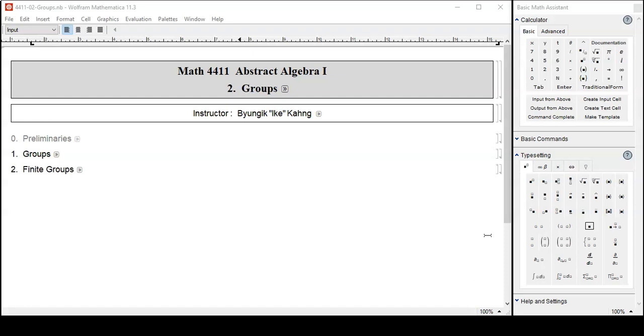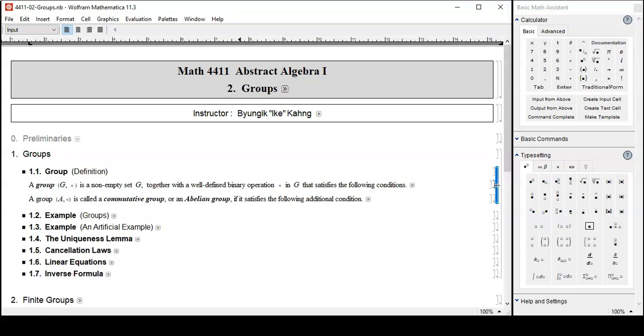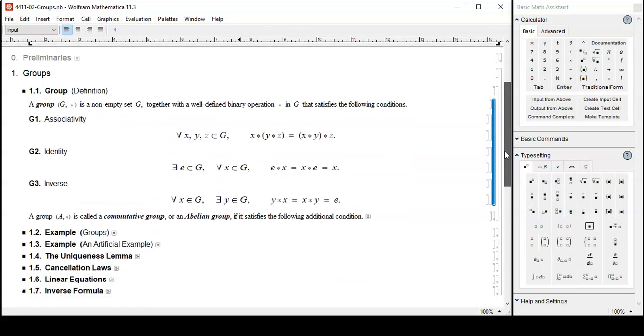Hello students, welcome back. Previously we went through the definition of the group and we had these three important properties: associativity, identity, and inverse. Let's go back to the identity.